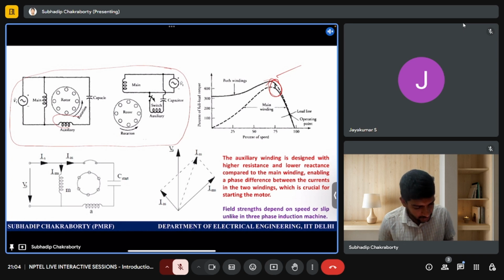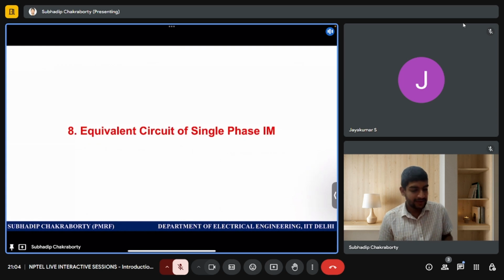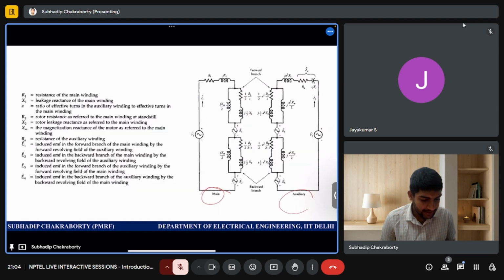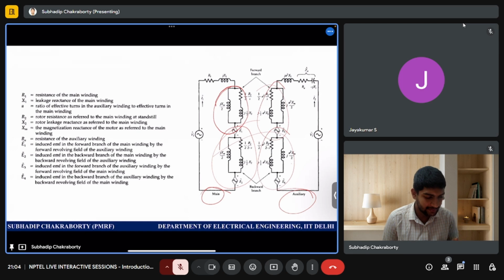So that would have created the angle difference, and also you know that the auxiliary winding is designed with higher resistance and lower reactance than the main winding. This is also to create the angle difference, right? Equivalently, I have two circuits, the main and auxiliary, and each has its own forward and backward resolution, because both are single phase coils in their own terms, and I can break them into forward and backward fields. The forward field has 2 minus s and the backward field has s.